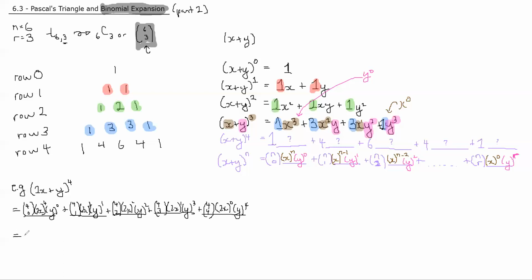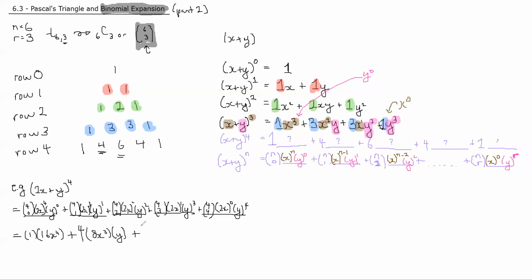4 choose 1 is going to be 1. 2x to the power of 4 is 2, 4, 8, 16. 16x to the power of 4. And y to the power of 0 is just 1. Plus 4 choose 1 is 4. 2x to the power of 3 is 2, 4, 8. 8x cubed. And y to the power of 1 is just y.